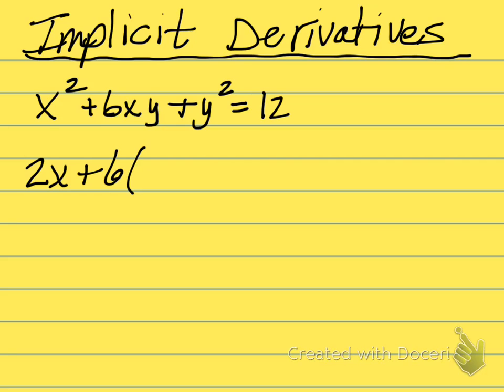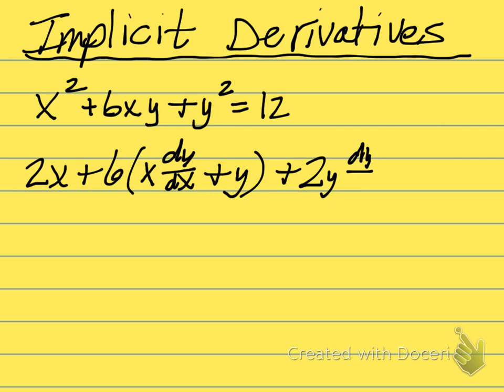So the product rule would be x times the derivative of y. Well, the derivative of y is 1 dy/dx, plus y times the derivative of x, which is 1, plus the derivative of y squared, which would be 2y dy/dx, and that would equal the derivative of 12, which is 0.